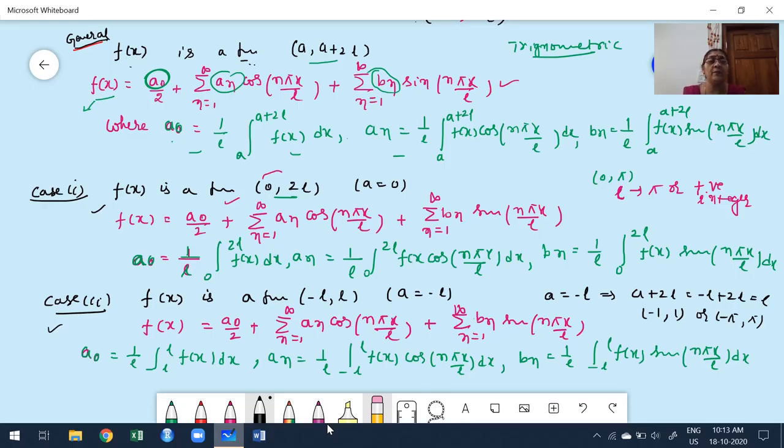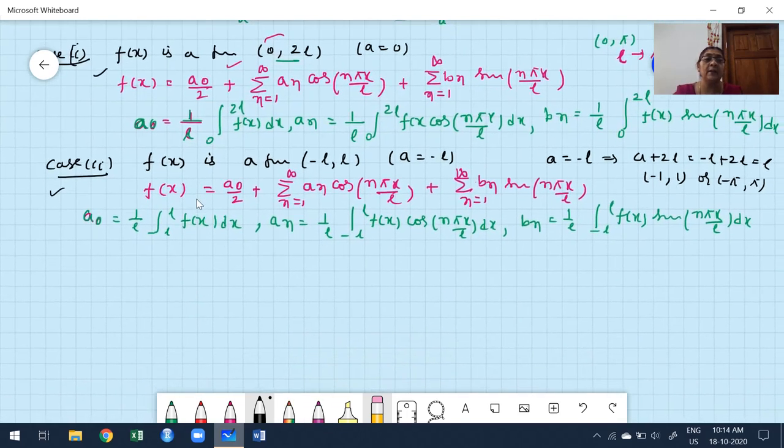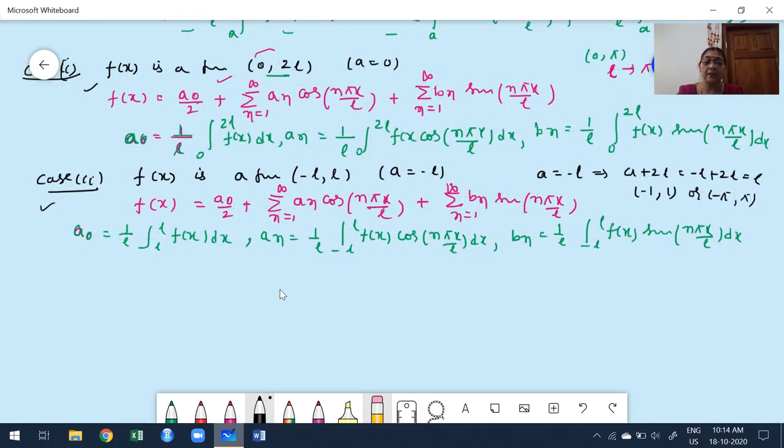For student benefit, here I am considering case number 1 and case number 2. In case number 1, in my Fourier classes, the interval always starts from 0. In case number 2, the interval is in the form of minus L to plus L. Now, how to recognize whether I go for the first case or the second case? Why don't you take one simple example for identification of the cases?